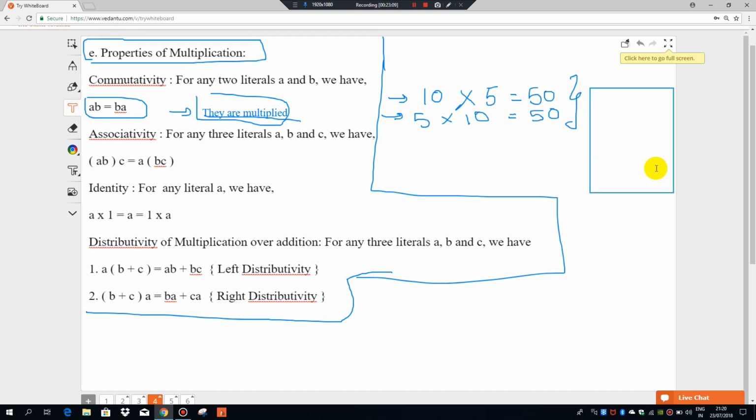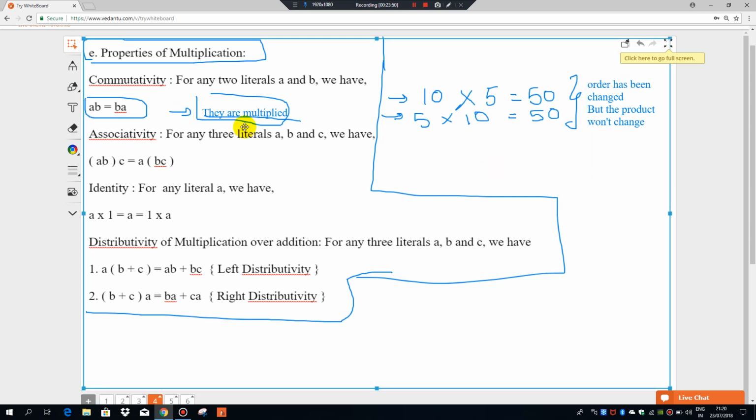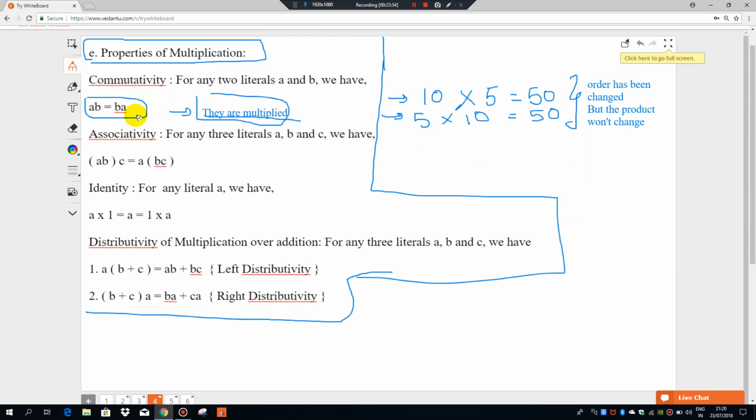The order has been changed, but the product won't change. That's why we have formed the literals.